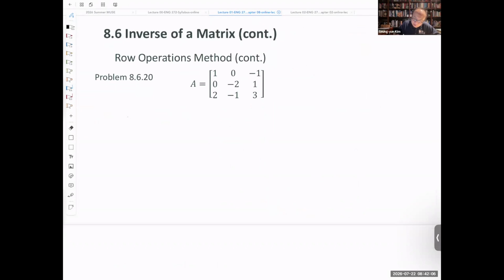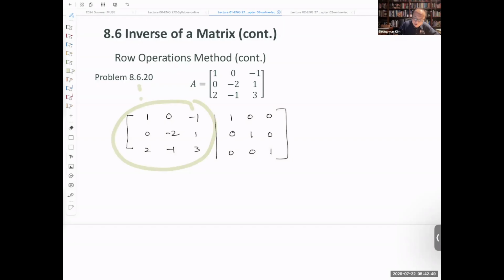Let's do this. We need to set it up as 1, 0, negative 1, 0, negative 2, 1, 2, negative 1, and 3. Then, after the bar, we need to put the 3 by 3 identity matrix, so on the diagonal it's going to be 1 and all the others 0. For the left side, the 3 by 3 matrix, we want to make it an identity matrix. Our goal is 1, 0, 0, 0, 1, 0, 0, 0, 1.